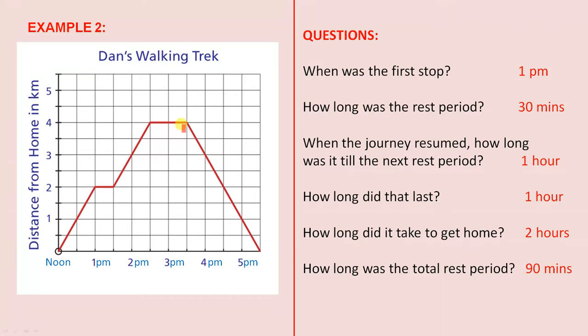How long did it take to get home? Well, from 3:30 to 5:30 is 2 hours. And how long was the total rest period? It's 90 minutes because from here to here was 30 minutes. From here to here was 60, so the total rest period was 90 minutes.